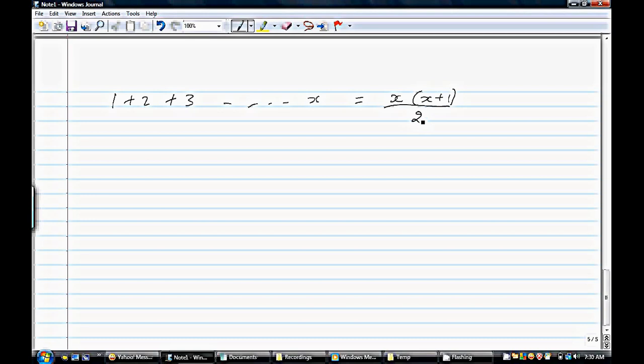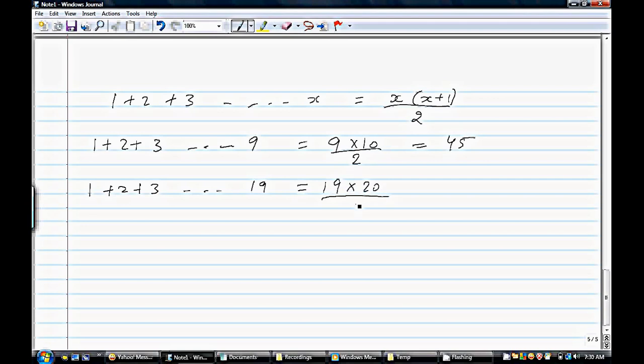For example, if I have the numbers 1 plus 2 plus 3 up to 9, then all I have to do is multiply 9 by 10 and divide by 2. So that will be 45. Similarly, 1 plus 2 plus 3 up to 19, so I have to do 19 into 20 divided by 2.